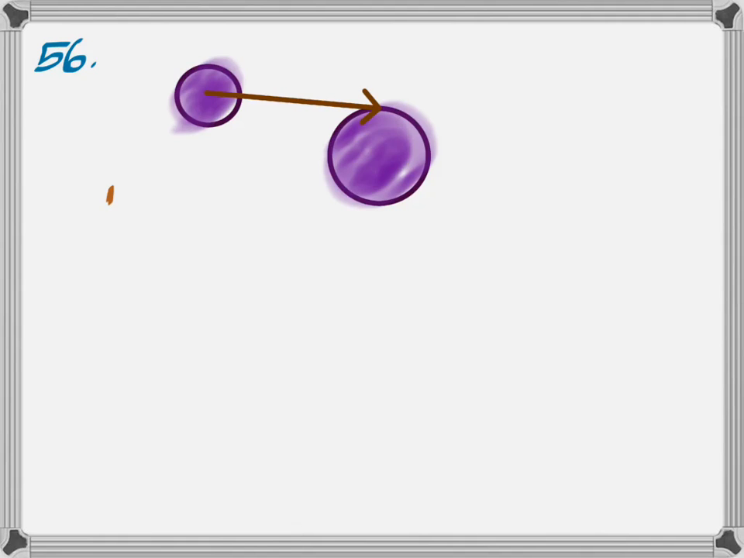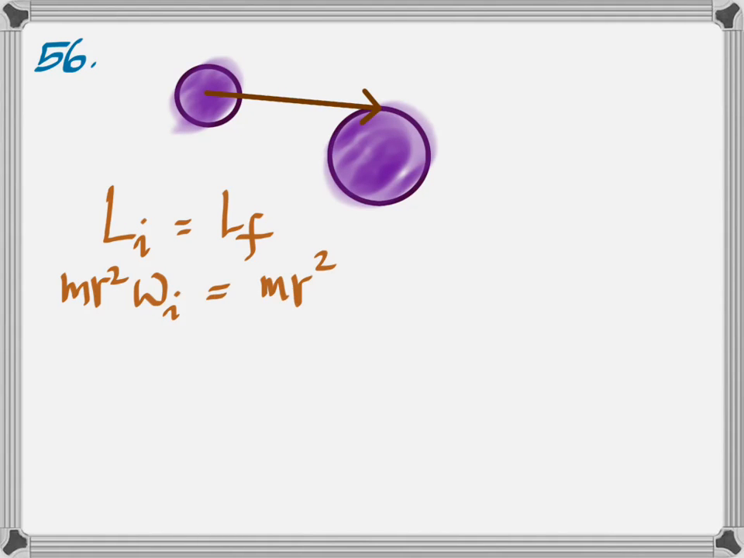Okay, that's the diagram. Initial angular momentum is equal to final, and angular momentum is I omega. I is mr squared. That's why you see mr squared and omega and all that. And because they stick together and rotate, you can add, just like you add the masses in linear momentum, here you could add the moments of inertia.